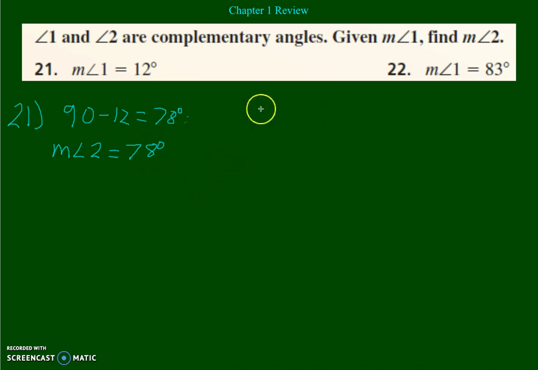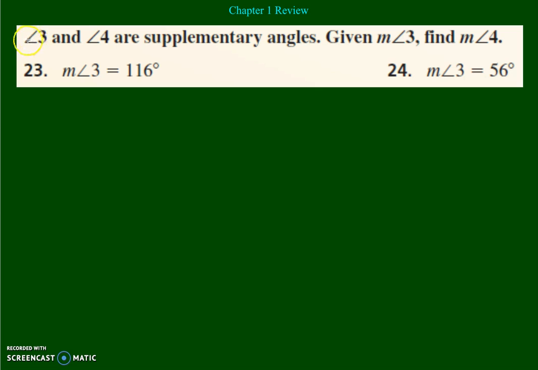All right, for 22, we have the same situation. 90 minus 83 equals 7. So the measure of angle 2 equals 7. Now on to problem 23.